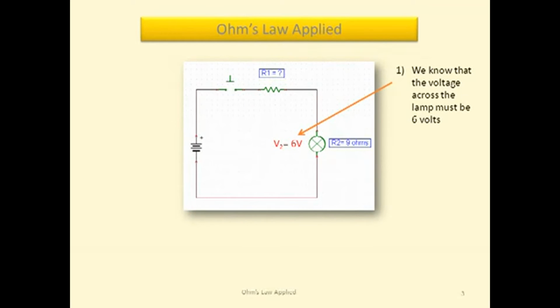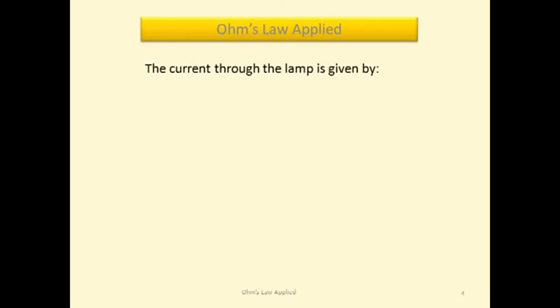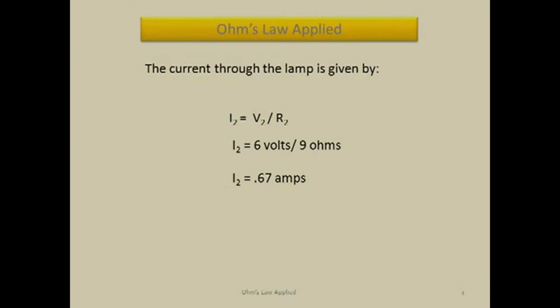We know that the voltage across the lamp must be 6 volts. This, along with the resistance of the lamp, gives us 2 quantities. The current through the lamp is given by I2 equals V2 divided by R2. We have 6 volts across a 9 ohm lamp, which gives us a current of 0.67 amps.